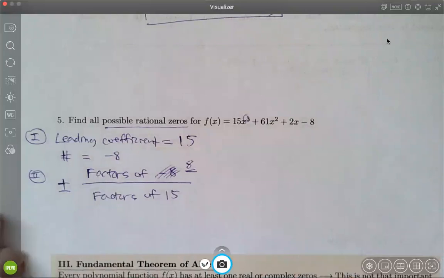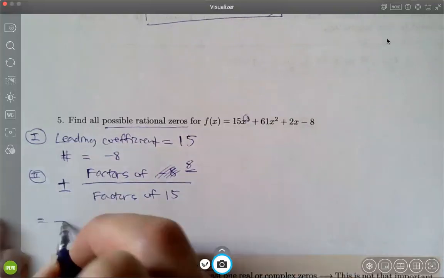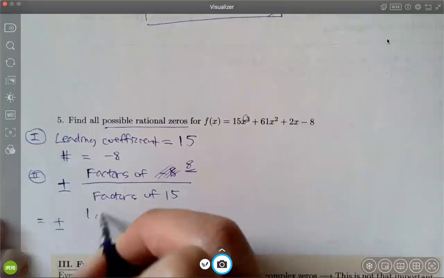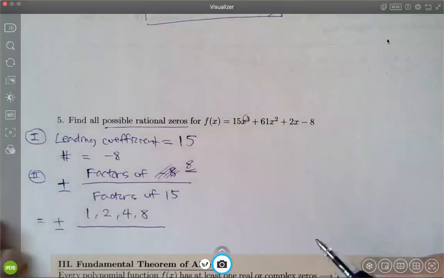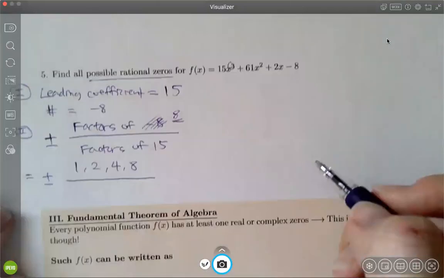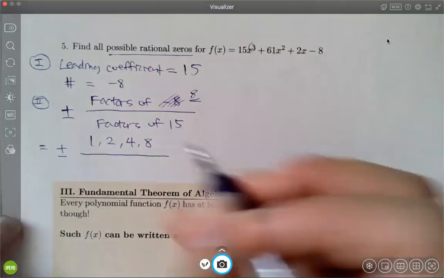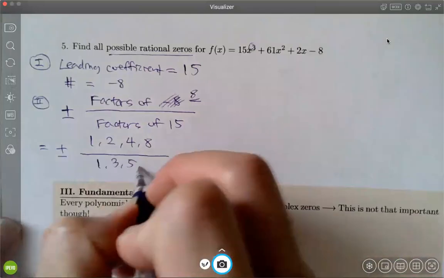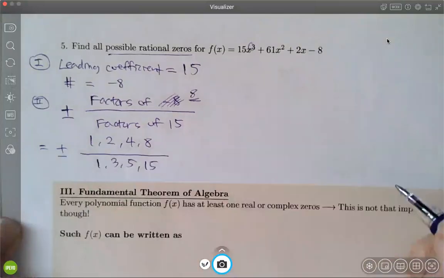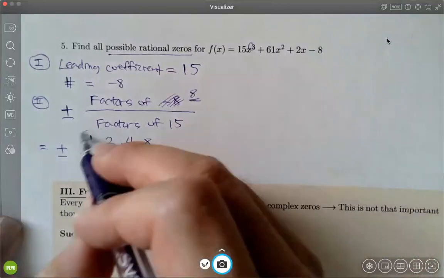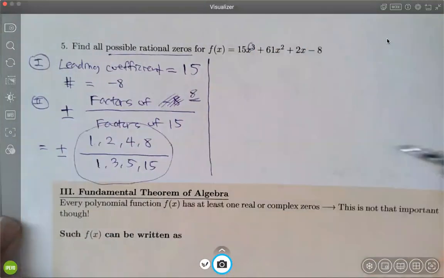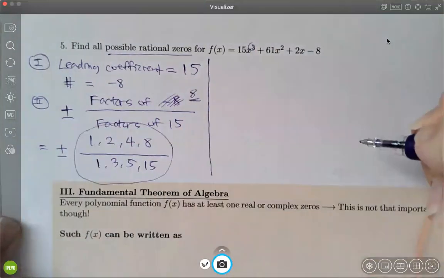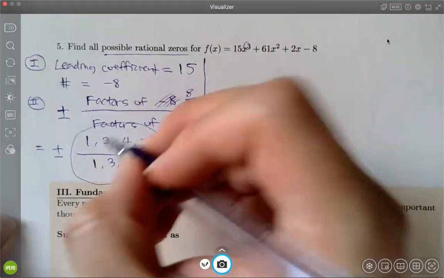Same thing as finding factors of 8. Okay, so what do you have? Plus minus sign, and then 1, 2, 4, 8. And then factors of 15. What are the factors of 15? It's 1, 3, and then 5 and 15, right? Okay, so now we have an apparently complicated looking fraction here. So what does this even mean? We have 4 options at the top and the same thing at the bottom, right?